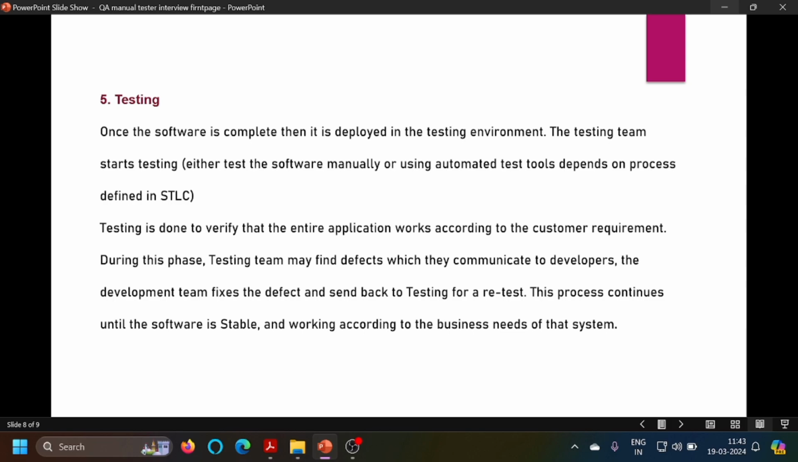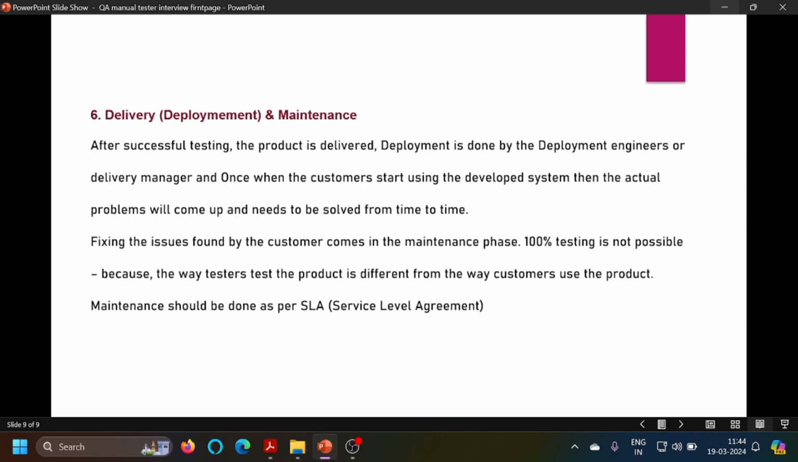Okay, after the coding, the testing part is there. Once the software is completed, then it is deployed into the testing environment. The testing team starts testing. Testing is done to verify that the entire application works according to the customer requirements. During this phase, the testing team may find a defect which they communicate to developers. The development team fixes the defect and sends it back for retesting. The process continues until the software is stable and working according to the business need of the system.